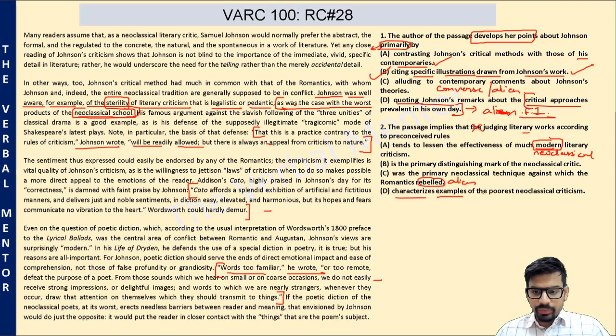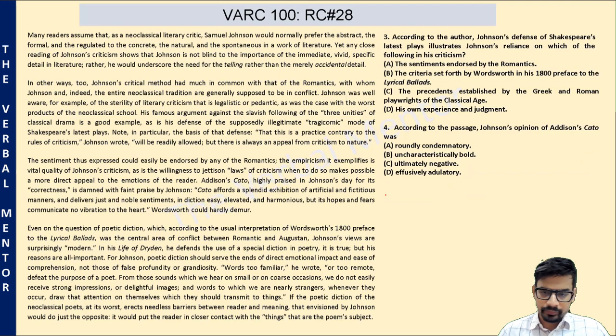It characterizes examples of the poorest neoclassical criticism, worst products of neoclassical school. So paraphrase, poorest neoclassical criticism. Option D should be the correct answer. So judging literary works according to preconceived rules characterizes examples of worst forms of neoclassical criticism, worst products of neoclassical tradition. Okay.